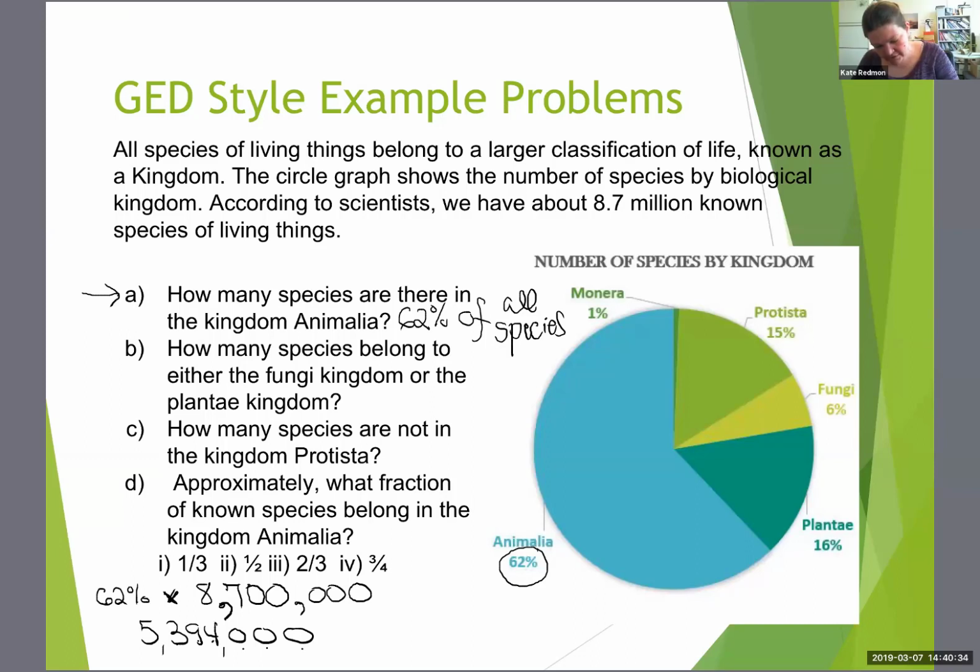Let's write that answer here so we can move on. I didn't give myself a lot of space this time, did I? So 5,394,000 species.